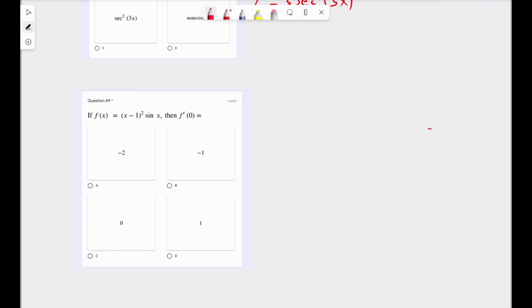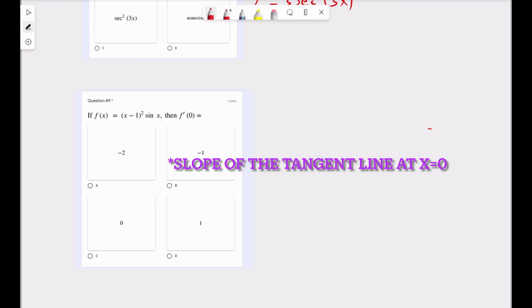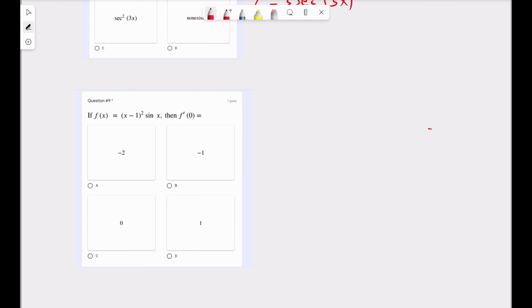All right, number 9, we have f of x is equal to x minus 1 squared times sine of x. And we need to find what the derivative of that function is at x equals 0. So first thing we're going to need to do is find the derivative of that function. To take the derivative, we need to use the product rule, and I'll show you what the product rule is. It's on the screen.